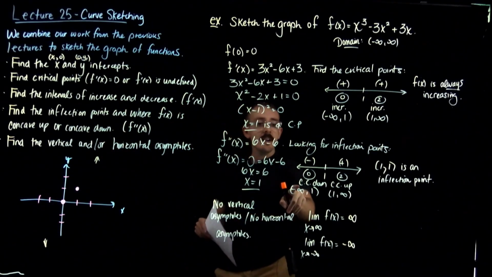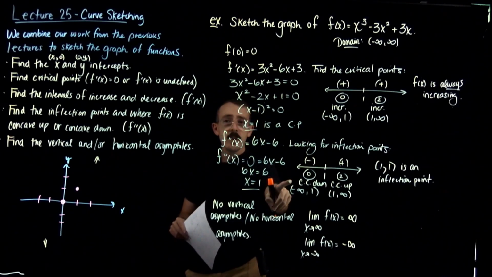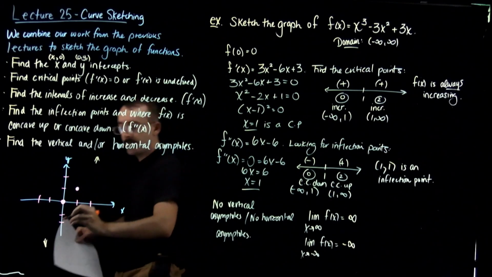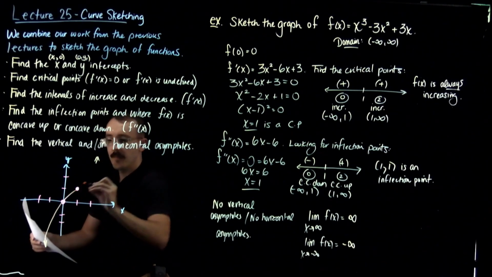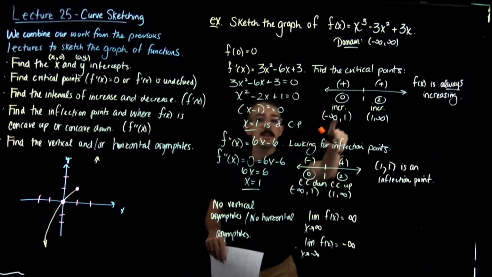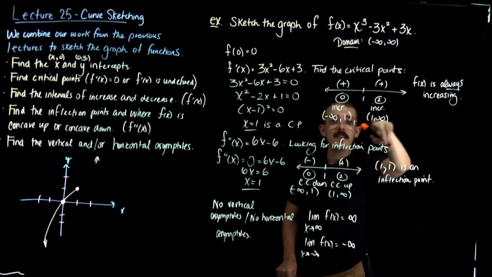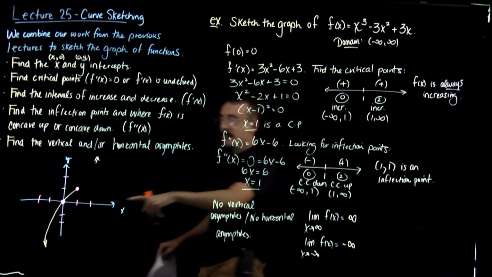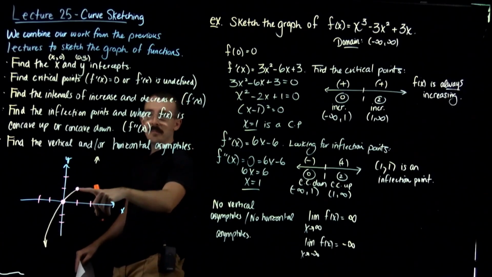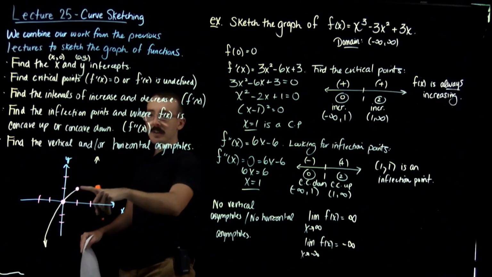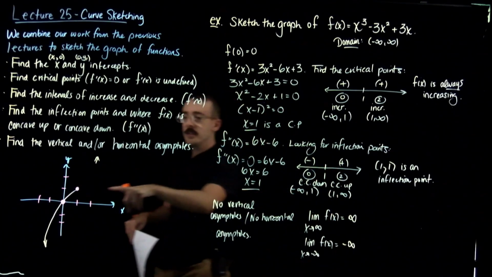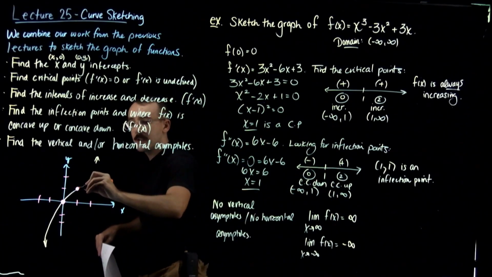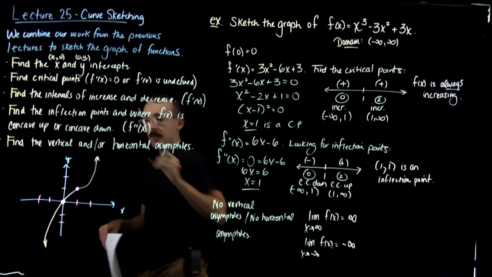Okay, I need to be concave down from negative infinity to 1. So I'm going to do that. I also need to make sure I'm increasing the entire time I'm drawing this graph, so this should always be increasing. Okay, so I'm increasing, and then I switch to concave up right here from 1 to infinity. So I'm going to now switch to concave up.